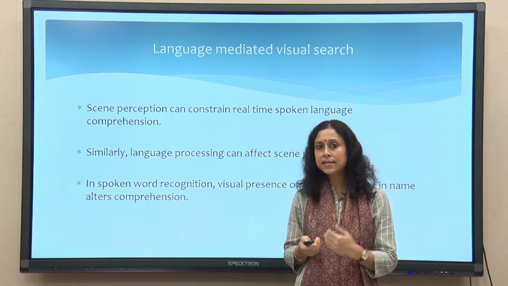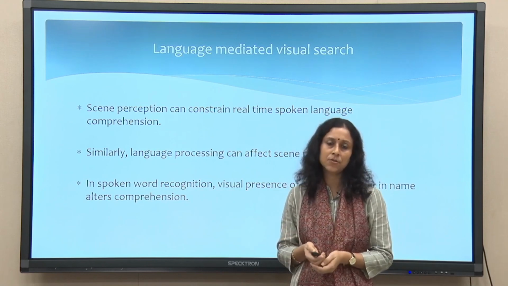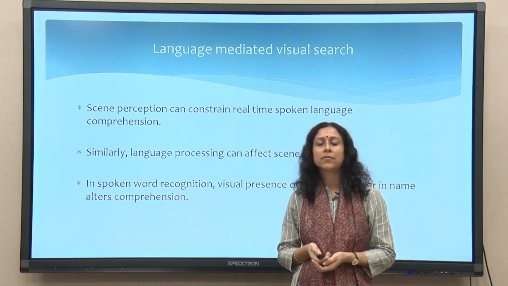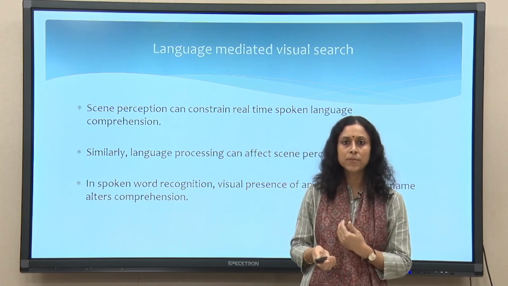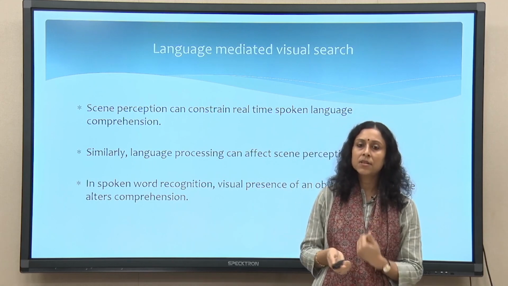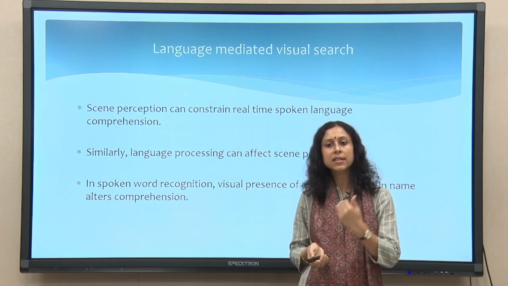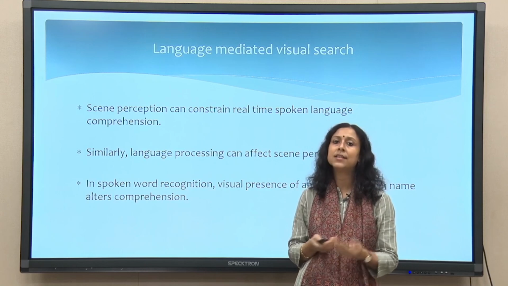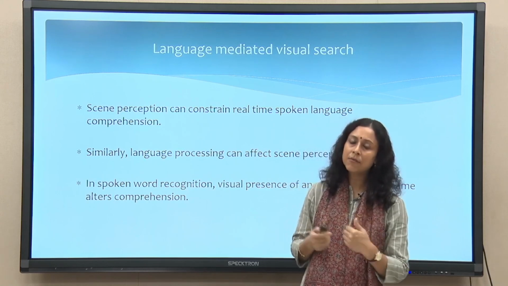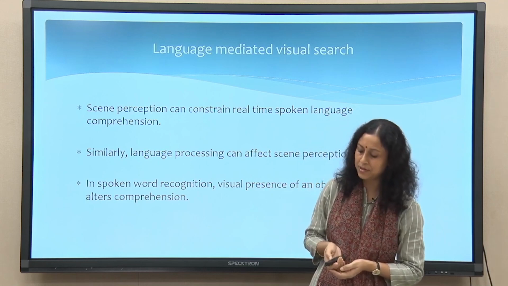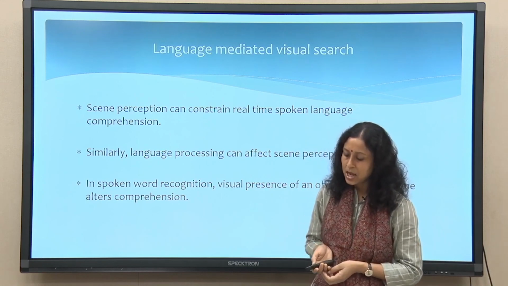If there is a sentence that is given to the participant and there is an accompanying scene that is presented to them, there is a display in front of them, then there is a dynamic relationship between these two inputs. So, scene perception can affect language comprehension. Similarly, language processing can affect scene perception as well, it is both ways. It works both ways, which is why we call it a dynamic relationship.